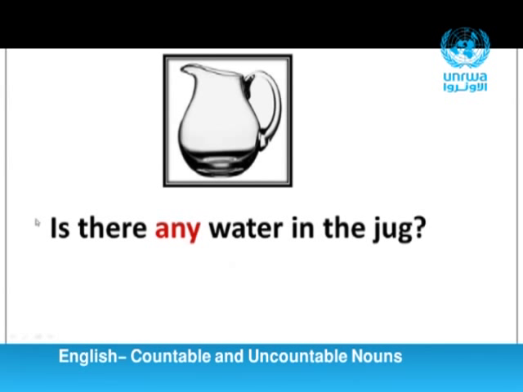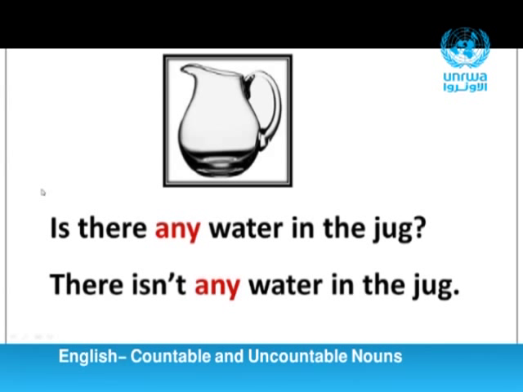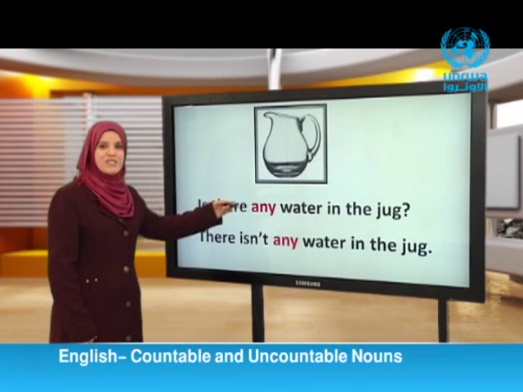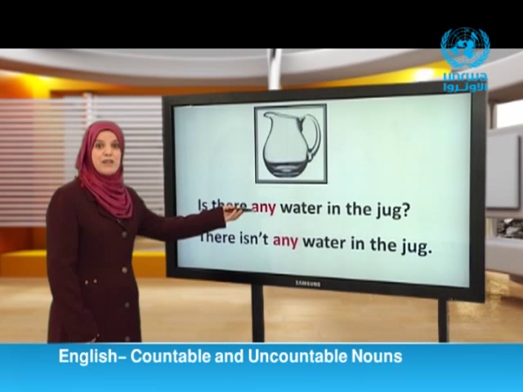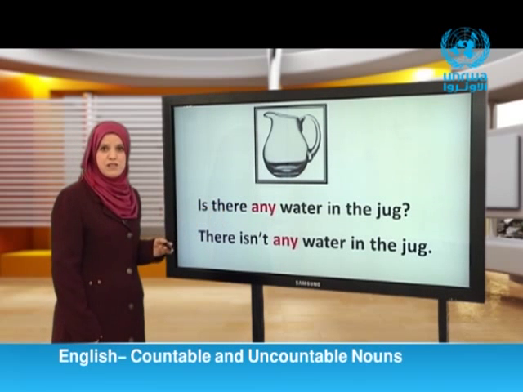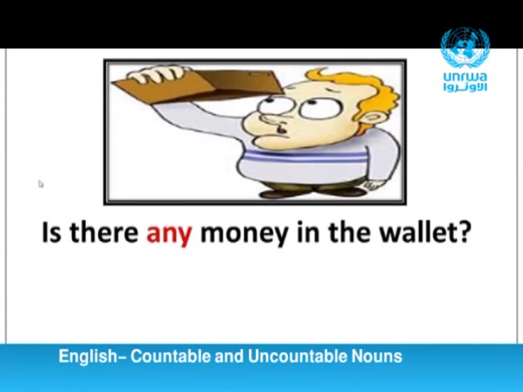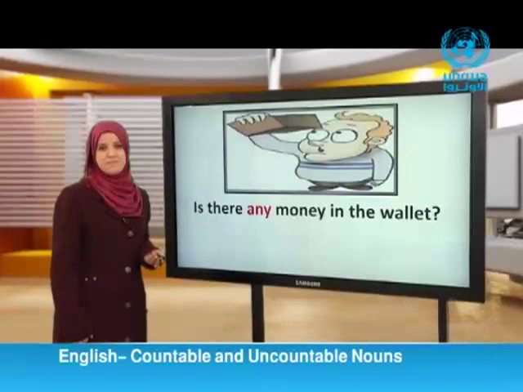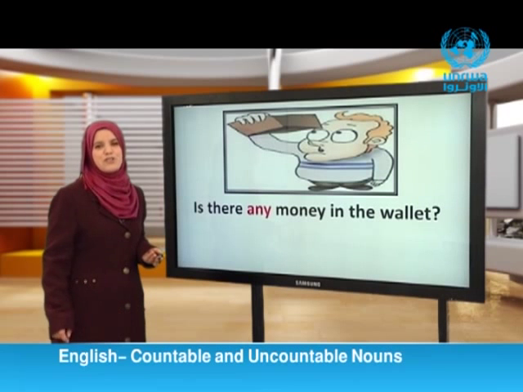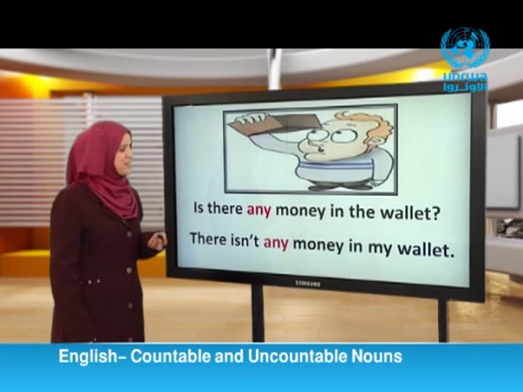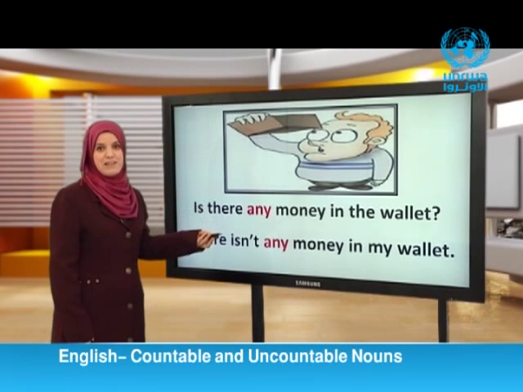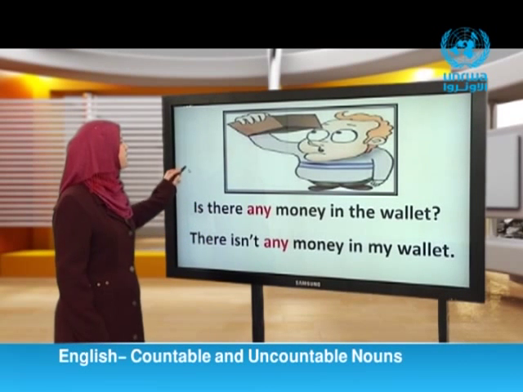Look at the jug. Is there any water in the jug? There isn't any water in the jug. Water is an uncountable noun. We use any with uncountable nouns in questions and also in negative sentences. Is there any money in the wallet? And remember, money is an uncountable noun. There isn't any money in the wallet. So we use any with countable nouns and uncountable nouns.